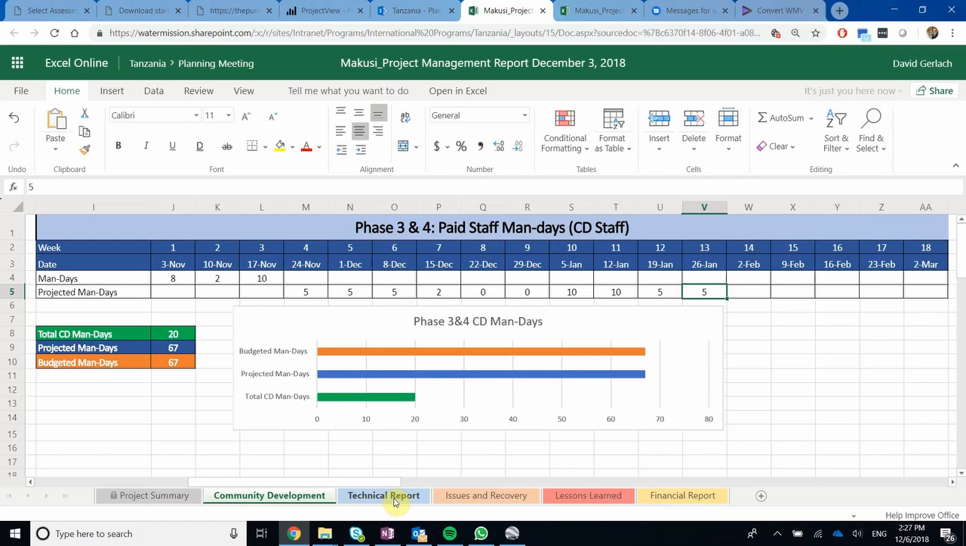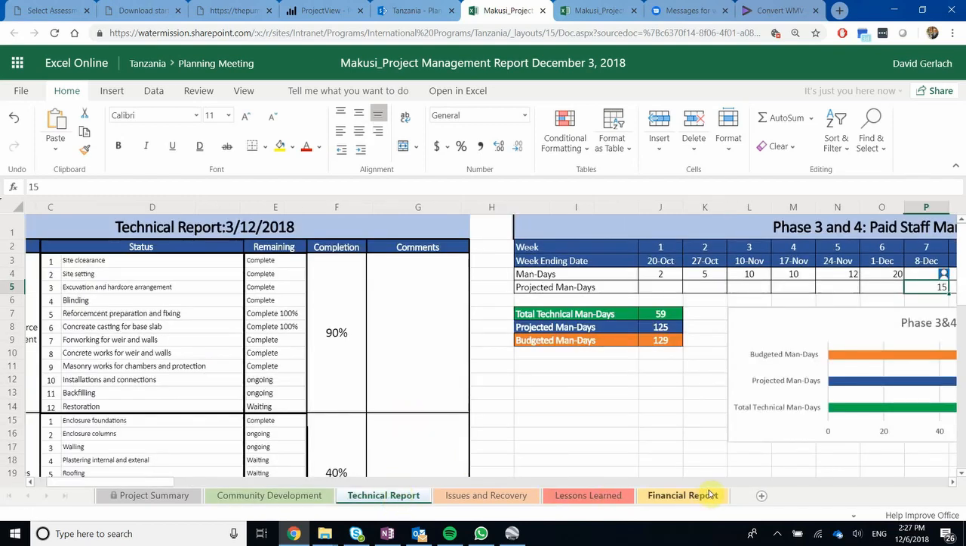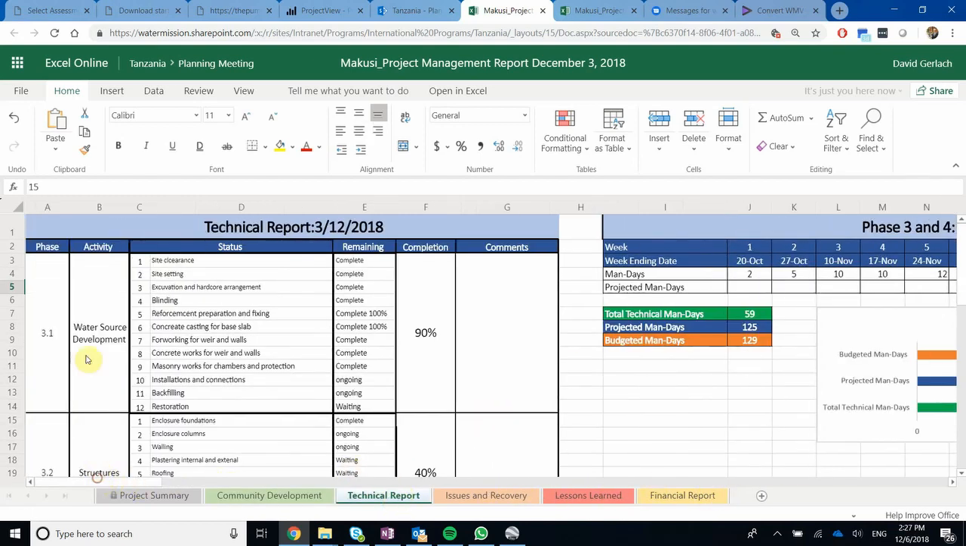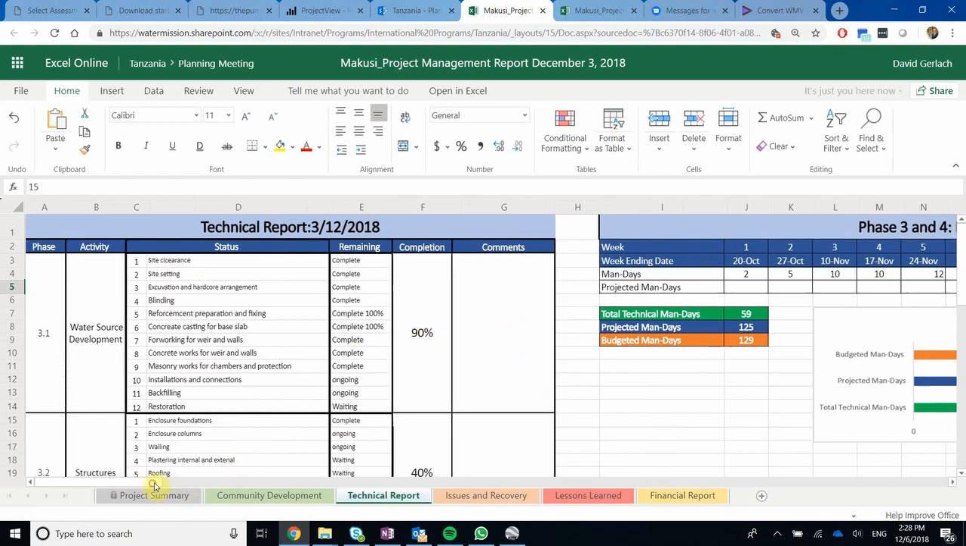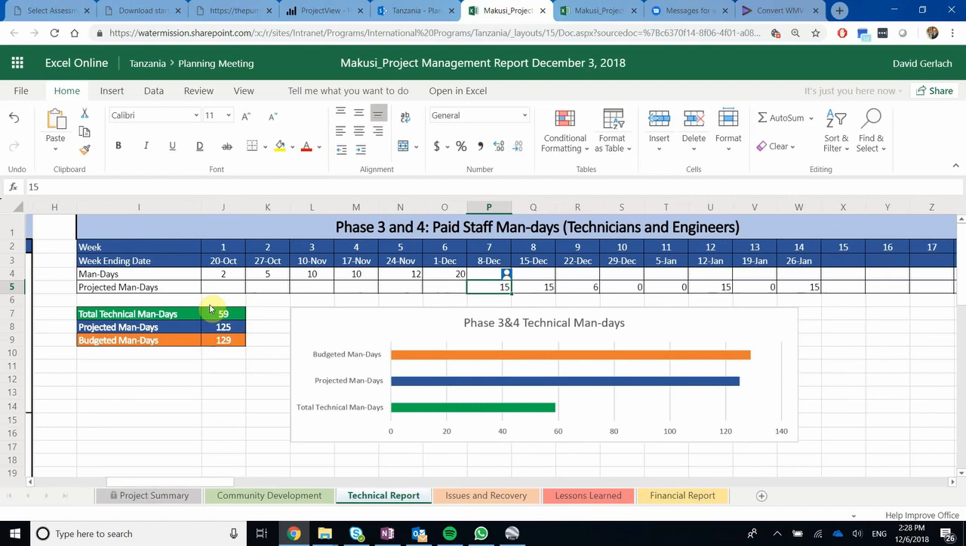So the technical report is very similar. Here you can see it matches phase 3, which is the implementation, and all of the status of different items that may go along with that. How much is completed, the percent completed total, any comments that are listed there. And in the same way, we keep track of our total technical man days that we've used. That's technicians and engineers.